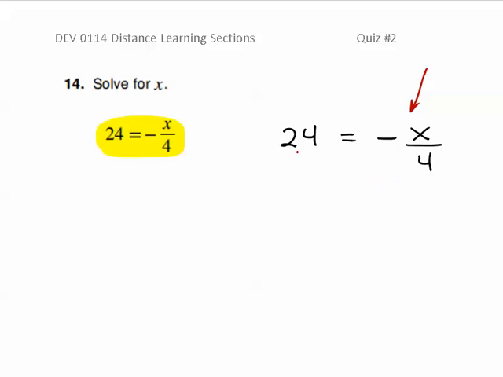We could multiply both sides by negative 1. If I multiply both sides by negative 1, we have negative 1 times 24 is negative 24. And then a negative 1 times the term on the right-hand side simply gets rid of, if you will, that negative. That just leaves us with x over 4.